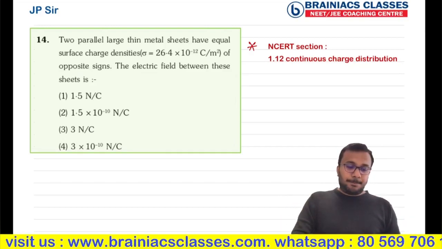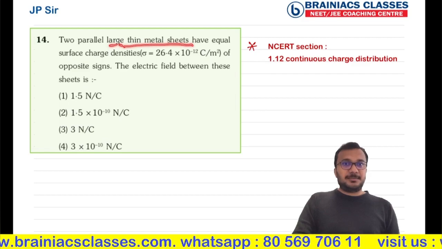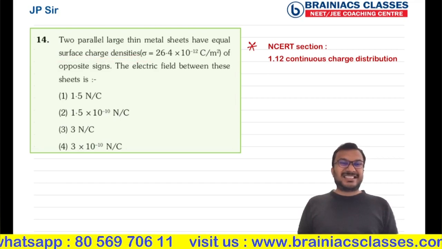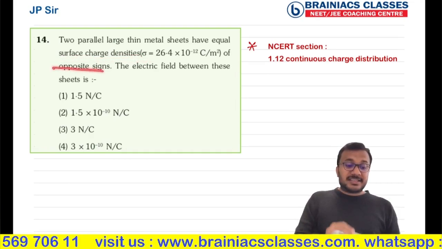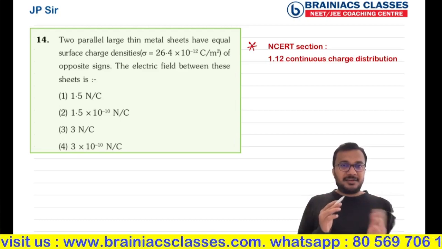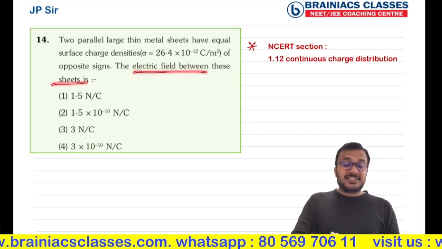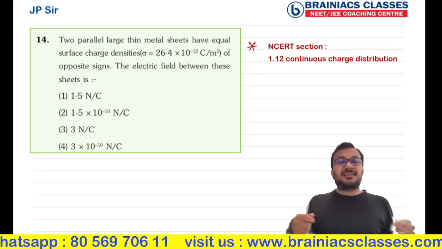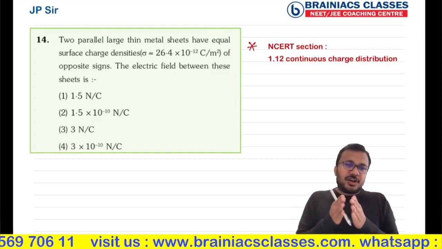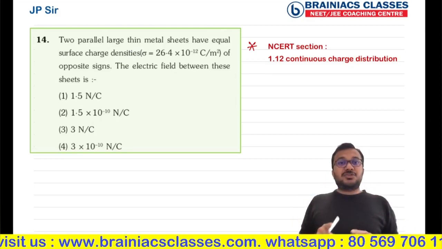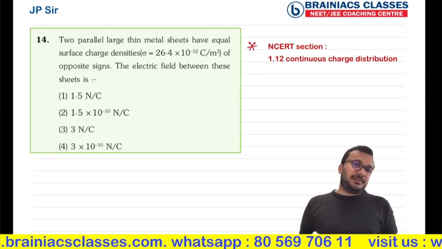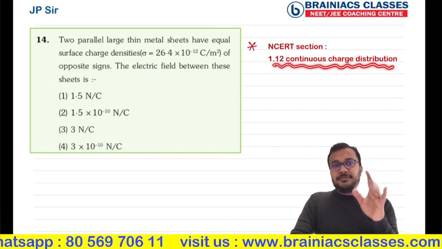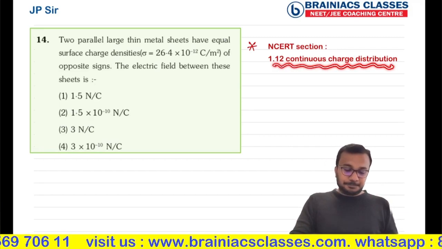So let's go. Two parallel thin film metal sheets have equal surface charge density. We are learning a new term called surface charge density, sigma, of opposite sign. Sigma one is positive, another is negative. The electric field between these sheets will be... Now, you are taking a wire, that is called continuous charge distribution, because it has charge at every point. If you have taken a metal sheet, you have charges on every point. That's what the heading is called, continuous charge distribution. A very detailed video is available on YouTube for the theory section.